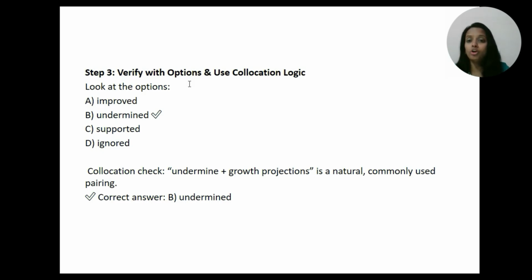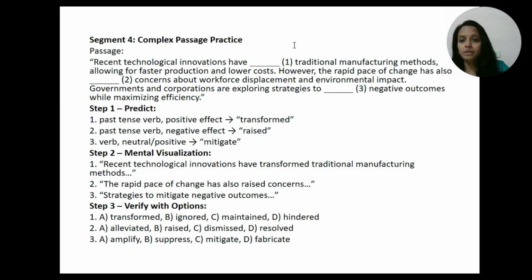Now you can also do the collocation check. Undermine plus growth projection. That's a very natural, commonly used pairing, isn't it? So the correct answer is undermined. So always check which words naturally anchor with key nouns or verbs. So this will reduce errors dramatically. And here is the next example.